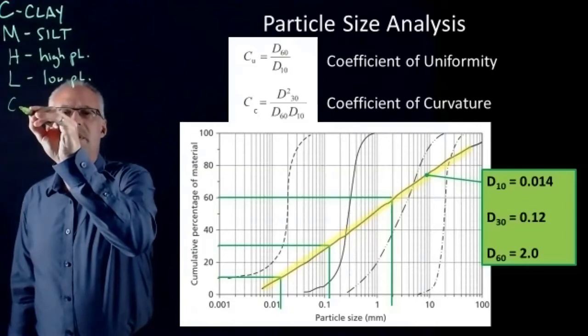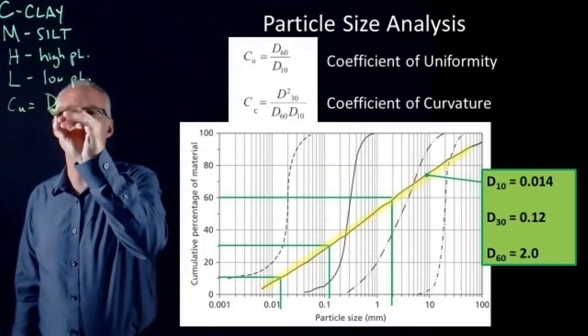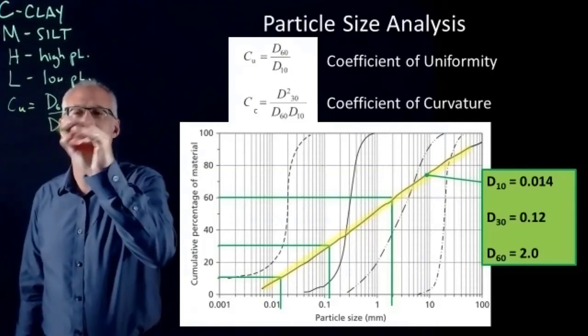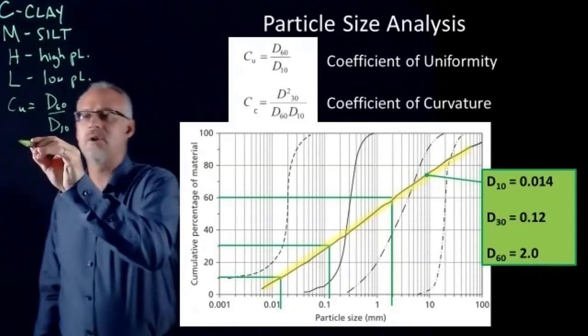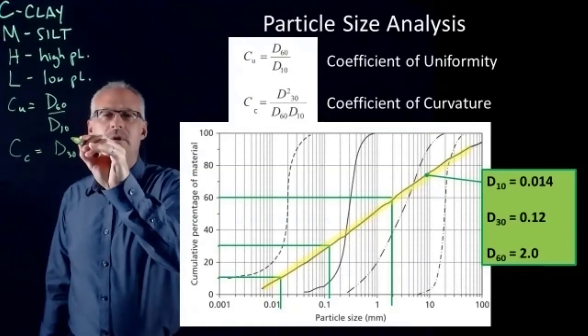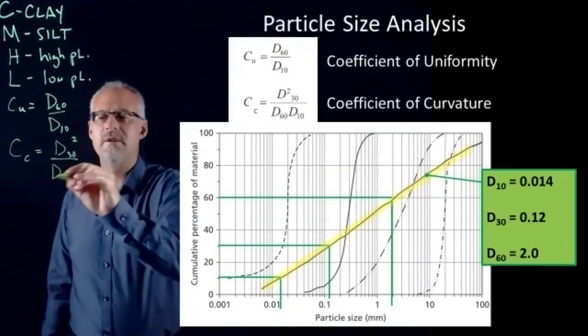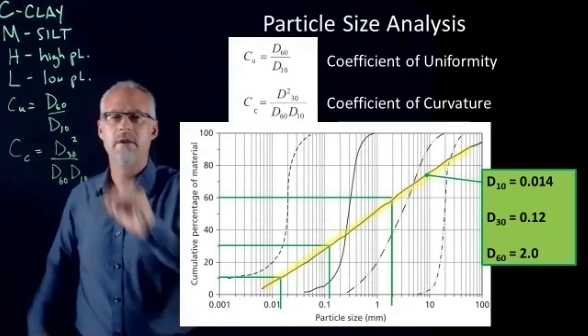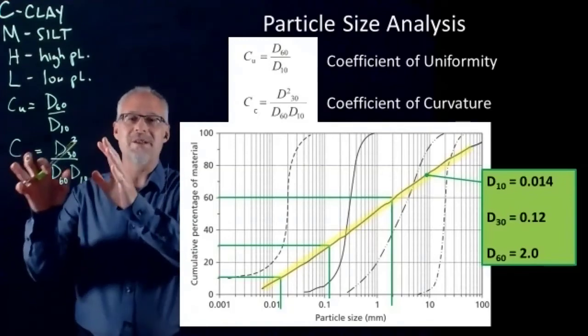So just remember that CU, the coefficient of uniformity, is D60 over D10. And the coefficient of curvature is D30 squared over D60 times D10. Okay, so I'm just collecting the things that we're going to need.